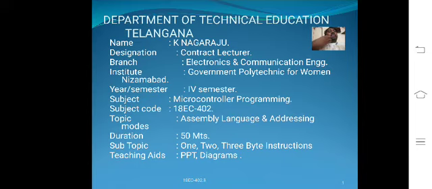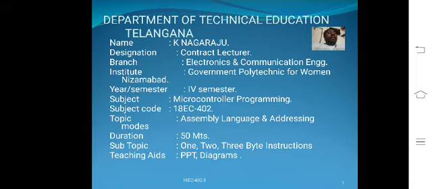In the fourth semester in the ECE curriculum, we have microcontroller programming. In microcontroller programming, the major topic, the second chapter, is assembly language and addressing modes. In this topic, today's subject is 1, 2, or 3 byte instructions.